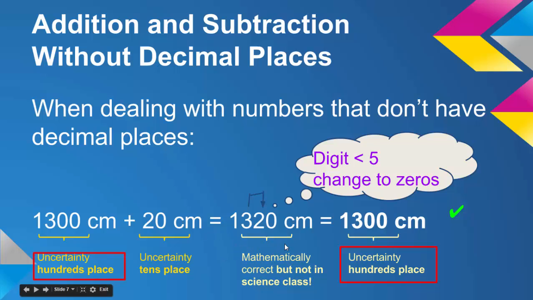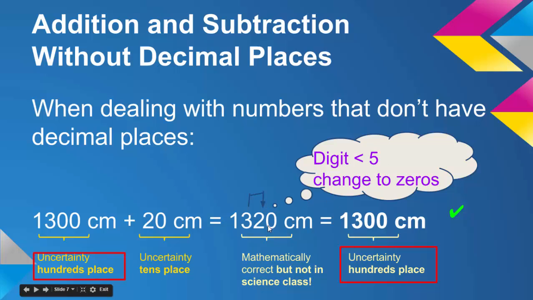So I can't leave it as 1320. I was uncertain in the hundreds place and uncertain in the tens place, so I have to take the worst of those. Well, the worst of those is the hundreds place. So now I have to round it to the hundreds place. So I look at the number after the hundreds place, and it's a 2. Well, that tells me it's a number less than 5. I can just drop, oh no, I can't just drop it.